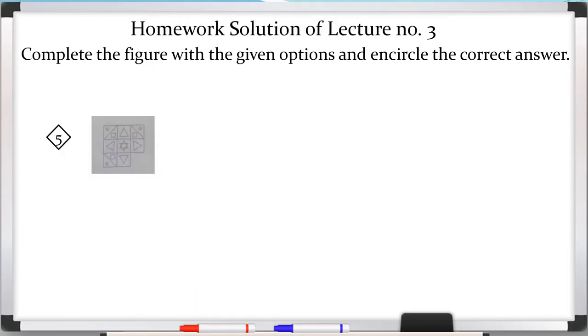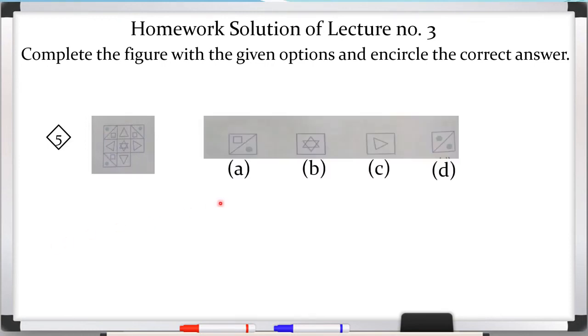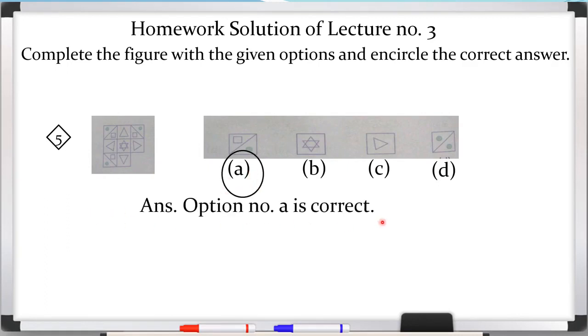Now in question number 5, this figure is given and we have to find out the missing part of this, and these are the options. So here you can see we have to find out the same corner because these three corners are same. So this fourth corner should be the same. So here this is in option number A. So we will circle this option number A, and here we will write the answer that option number A is correct. Understood, beta? Thank you.